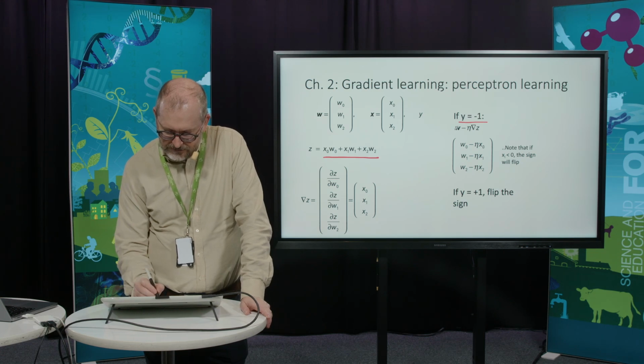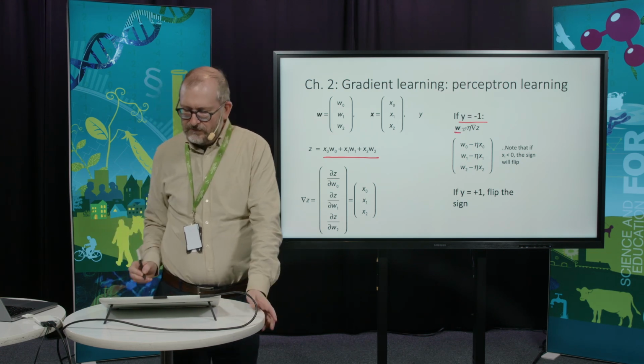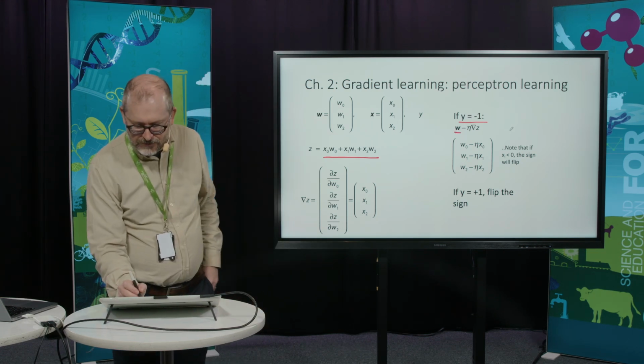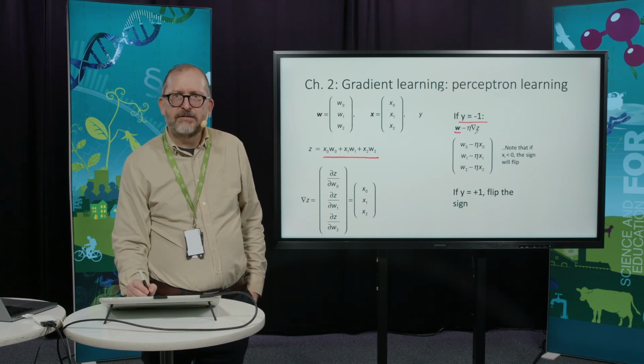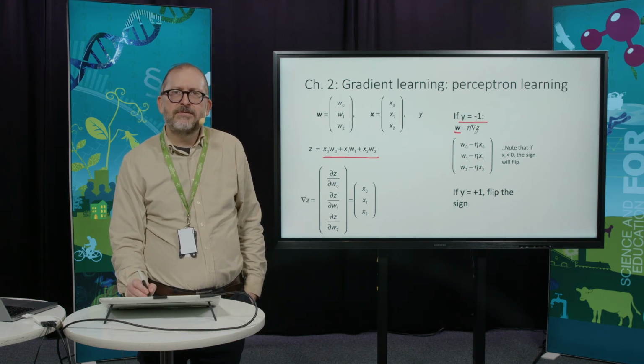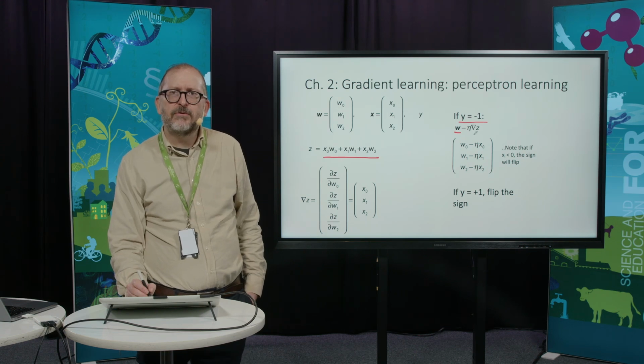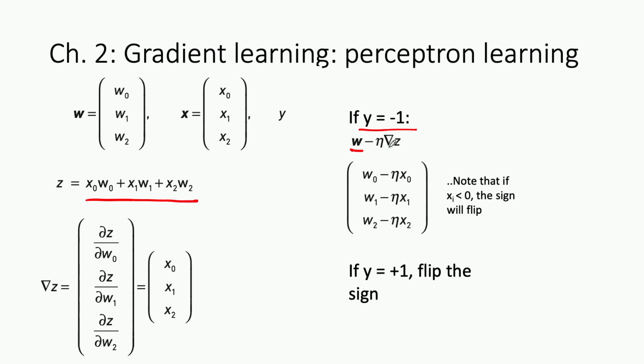And so we start with some initial value of our weight, and then we're going to subtract the learning rate times the gradient of z. In other words, the multidimensional derivative of z with respect to the weights. And so the gradient of z is going to be this thing: partial z partial w0, partial z partial w1, partial z partial w2, right?